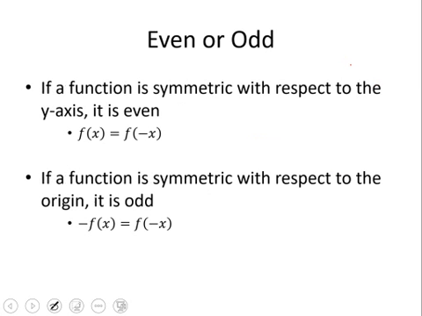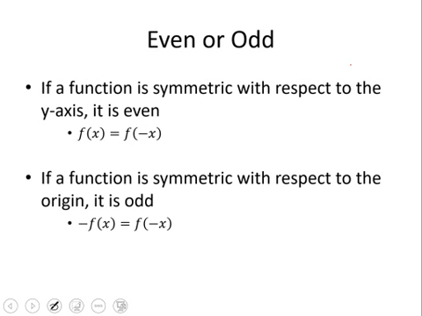Now, if a function is symmetrical with respect to the y-axis, that means it's considered an even function. So if you are reflected around the y-axis, you consider that function to be even, which is, again, if you change the x to a negative x and you get the exact same function. Reflection around the y-axis is an even function. y equals x squared, even function.